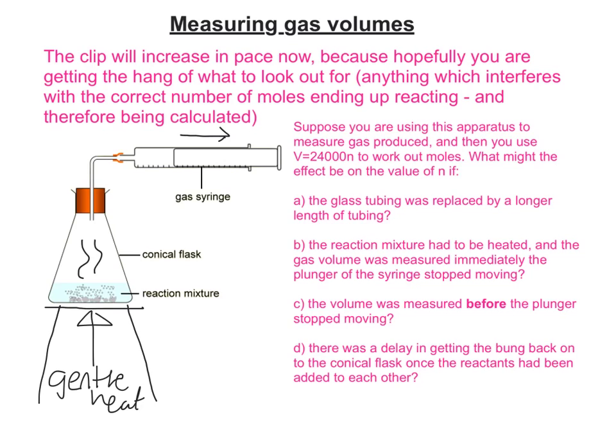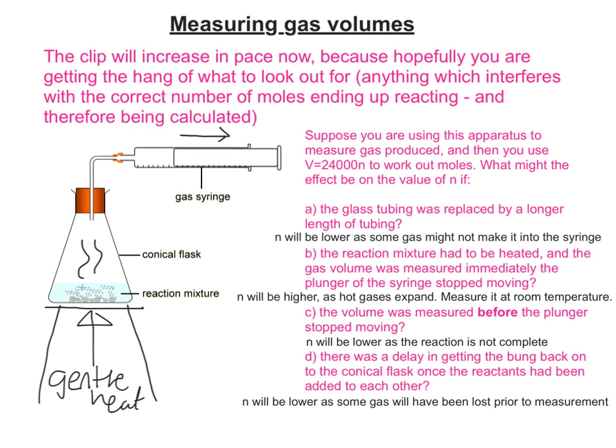Have a look at the 4 questions and pause the video, see if you can think about what the effect of each of those things might be on the value of n. So n will be the moles of gas that are made when the plunger stops moving, so when the reaction is completed. And then resume the video when you think you might have some answers, and we'll see if we agree.